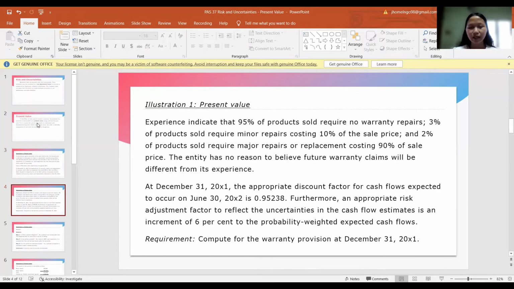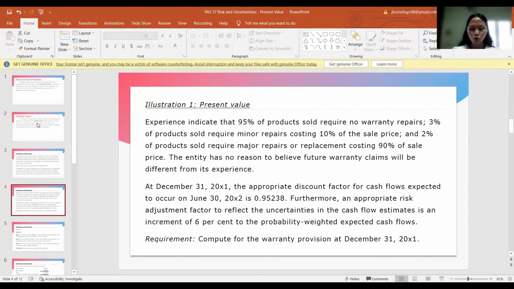Experience indicates that 95% of products sold require no warranty repairs. 3% of products sold require minor repairs costing 10% of the sale price. And 2% of the products sold require major repairs or replacement costing 90% of sale price. The entity has no reason to believe future warranty claims will be different from its experience.